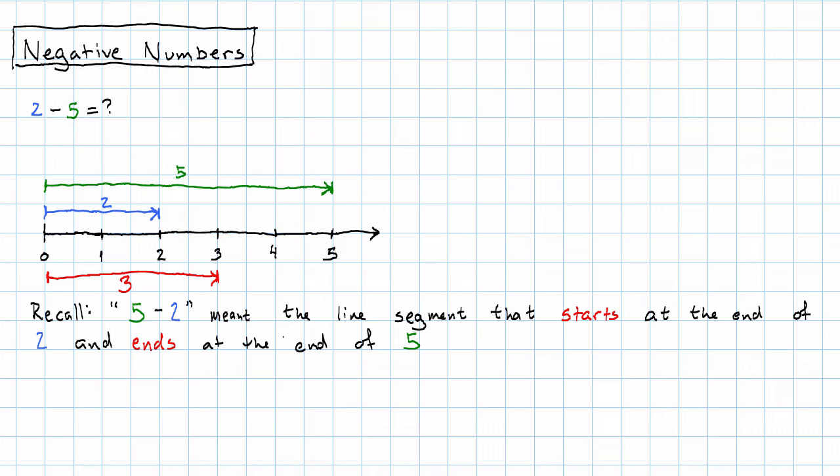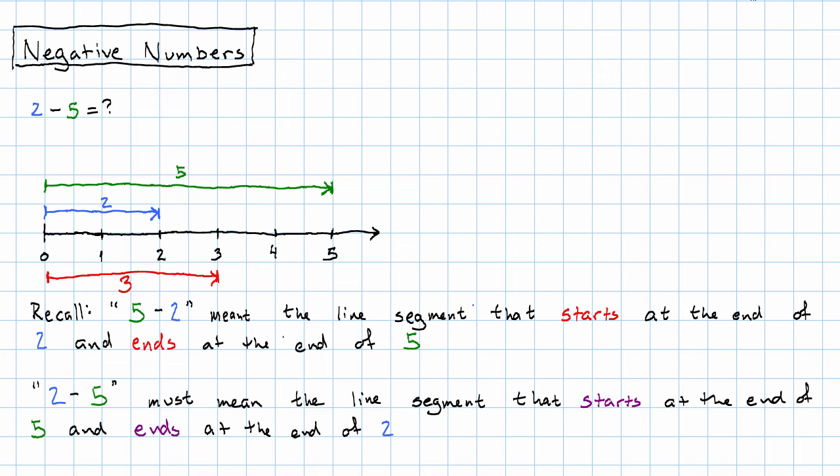Okay, well, if that's 5 minus 2, 2 minus 5 has to just go the other way, right? 2 minus 5 must be the line segment that starts at the end of 5 and ends at the end of 2. Right? I'm just reversing the order. So 2 minus 5 starts at the end of 5 and ends at the end of 2. And we said that this number has to be negative 3.